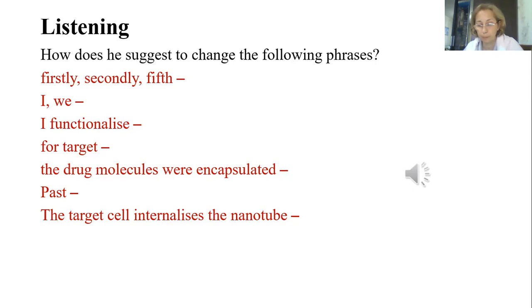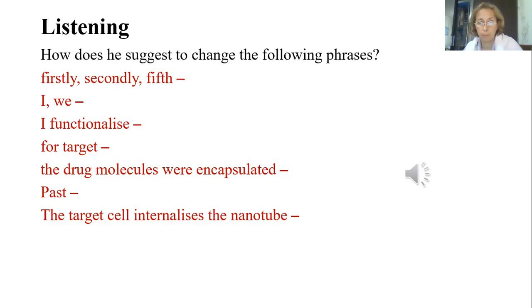Okay, then this next sentence should be passive, I guess. The target site is located by the nanotube. Well, actually, no. Your original sentence is fine. Some verbs can have a non-human subject, so you don't need to use passive, like locate here, or internalizes in the next sentence. The target cell internalizes the nanotube is completely fine.